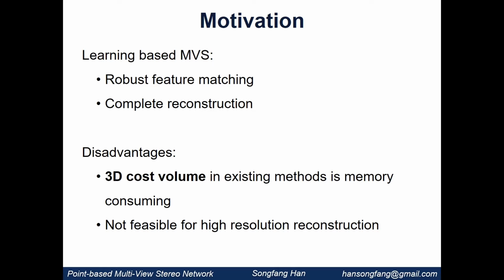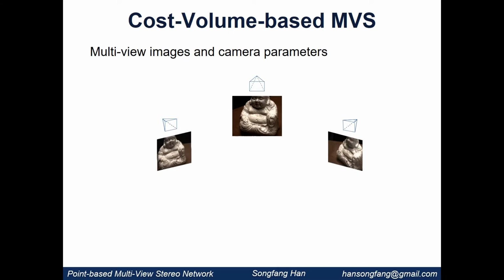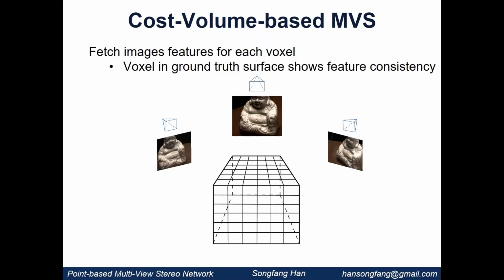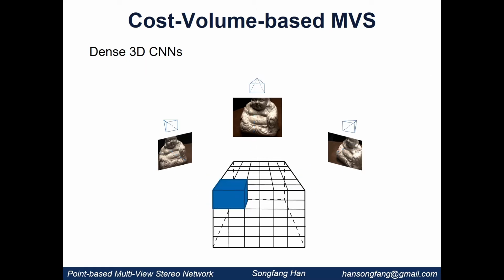Here, we revisit the construction of the 3D cost volume and propose a more efficient method for depth estimation. Given multiple images and the camera parameters, the 3D cost volume is built in the frustum of the reference view. For each voxel in the volume, it gathers features from the multiple images by projection. The main intuition is that the image appearance at the correct depth should be consistent across views. Based on this, previous methods used a dense 3D convolutional neural network to predict the cost volume.